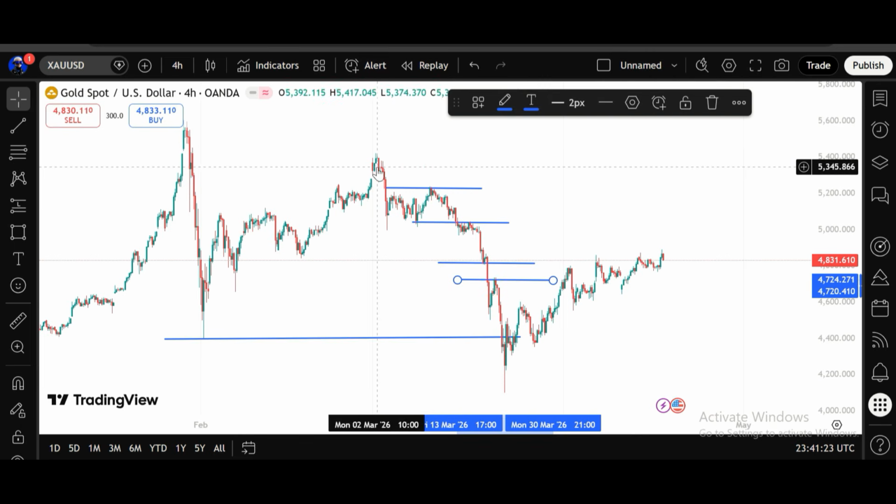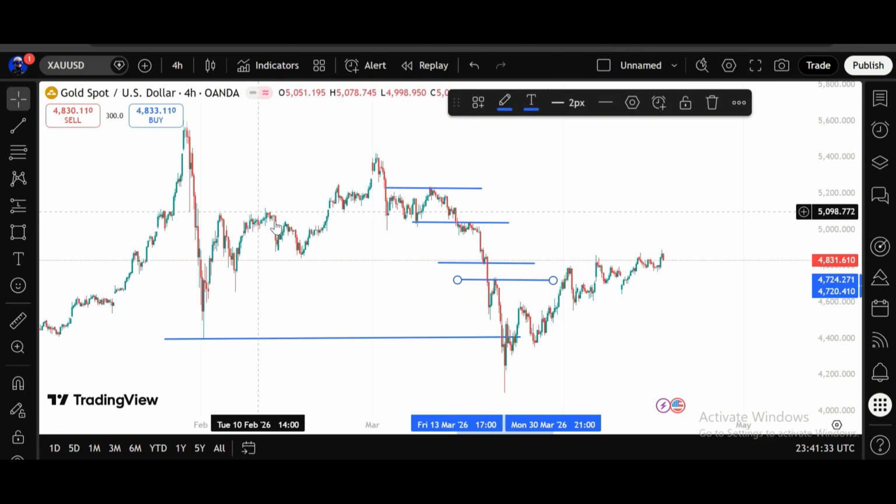This is a bullish trend. Then we have our breakout and retest around this area, right? This is a bearish trend. This is a bullish trend because we have higher highs and higher lows. This is a bearish trend because we have lower highs and lower lows. We have lower high, lower high, lower high, and we have lower lows here.